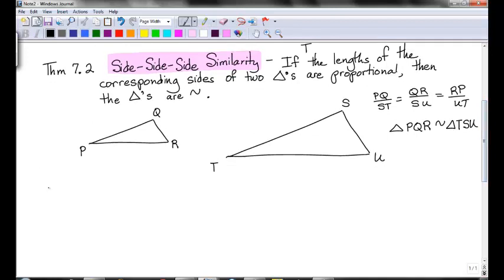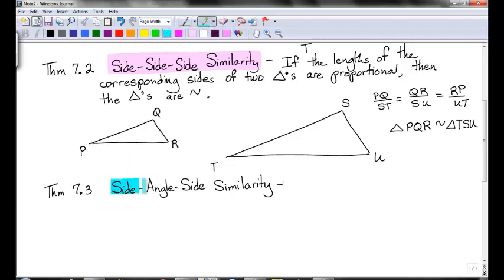The next one's theorem 7.3. And this one is side, angle, side, and it's similarity, side, angle, side, similarity. I know we did these with congruence. These are similarity statements.